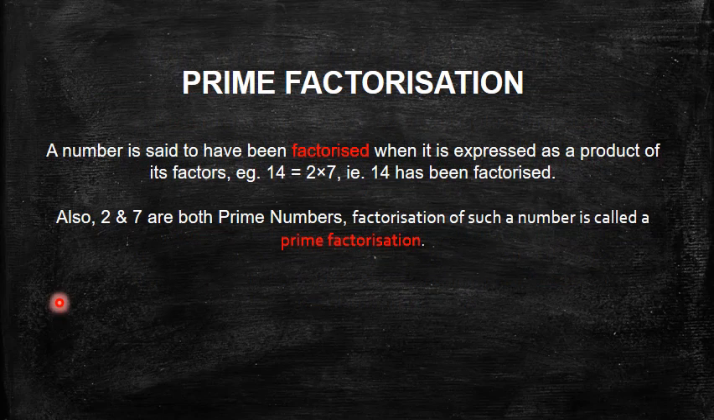Let us now see prime factorization. A number is said to have been factorized when it is expressed as a product of its factors. So the number is 14. The factors of 14 are 2 and 7. As a product of the factors 2 multiplied by 7, 14 is said to be factorized. Also, 2 and 7 in this case are both prime numbers. Factorization of such a number is also known as prime factorization.